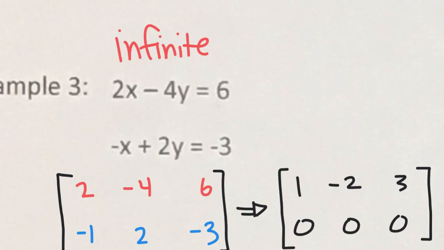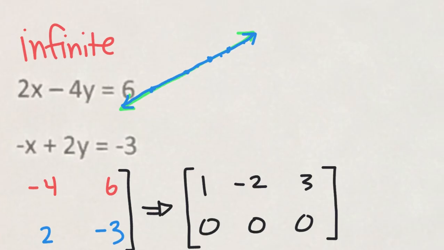And how that happens, of course, is that one of our lines, our 2x minus 4y equals 6 line, is actually the same exact line as -x plus 2y equals -3. These are the same exact line. They have the same slope when you solve for y, and the same y-intercept. So if you have one line that is exactly on top of the same line, then we have an infinite amount of intersecting points. Every xy is a solution if they're the same exact line.